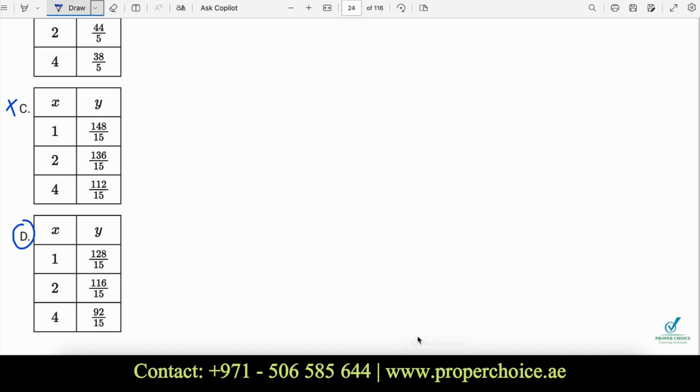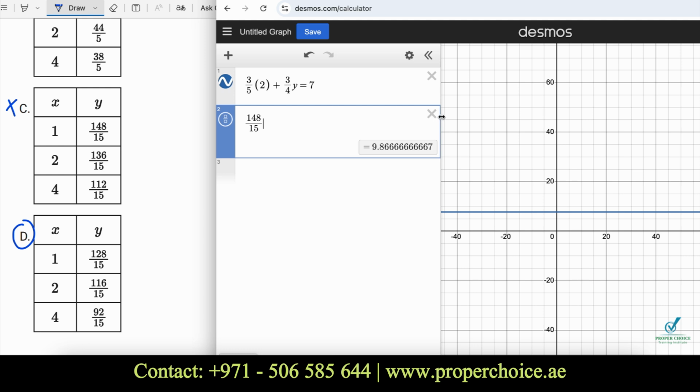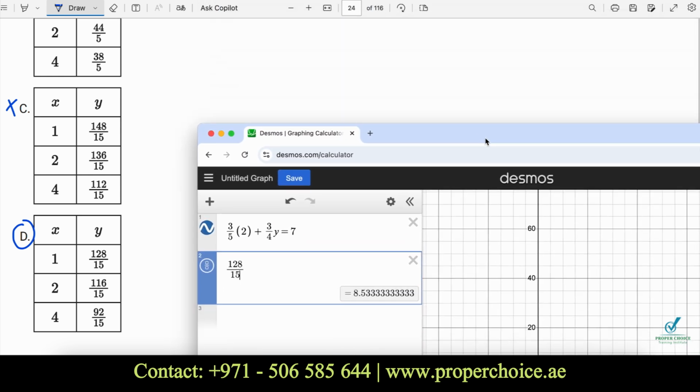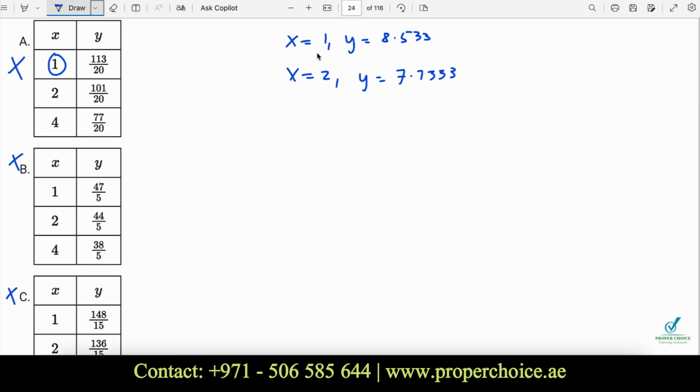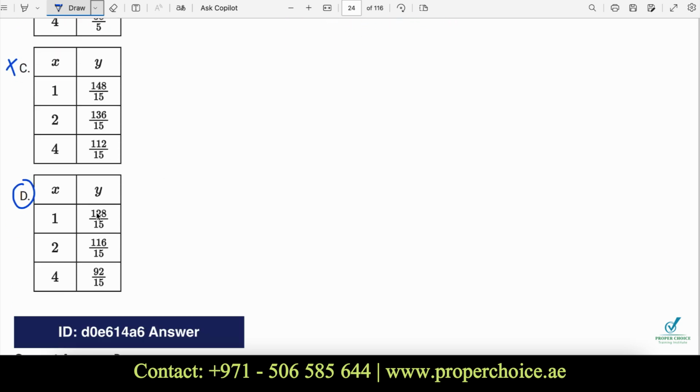When the value of x is 1, the value of y I am supposed to get is 128 divided by 15, which is giving me 8.533, matching what I have written. See, when x is 1, the value of y should be 8.533, and here it says x is 1, 128 divided by 15, which is the same as 8.533. It is matching with what we predicted from the equation on Desmos. So D is the right answer.